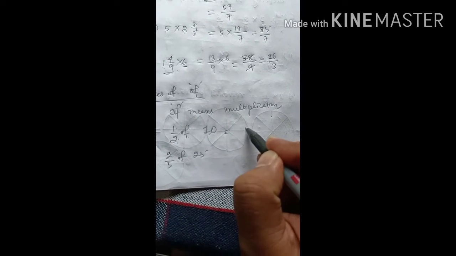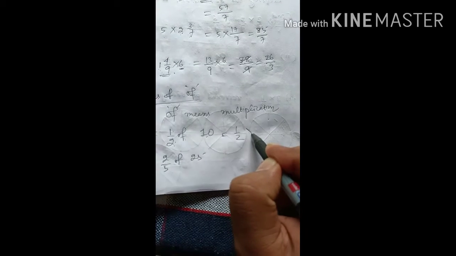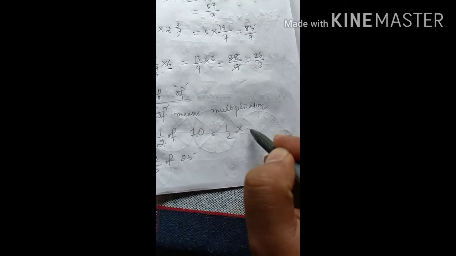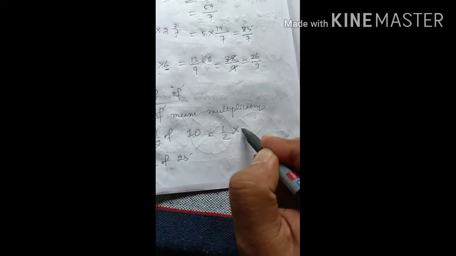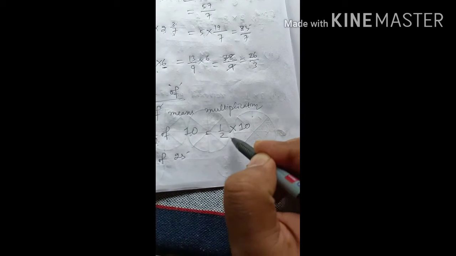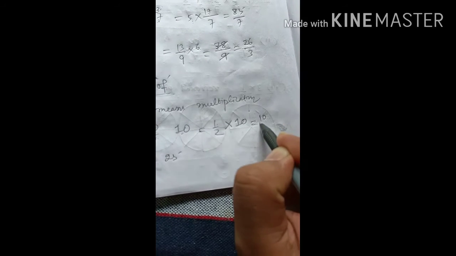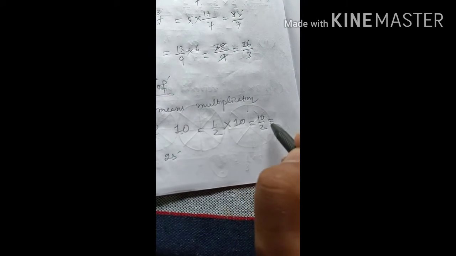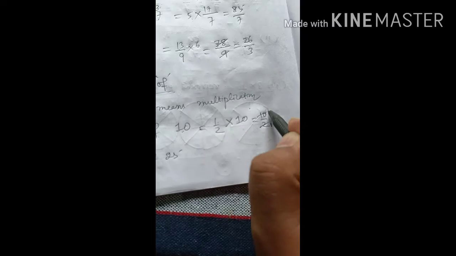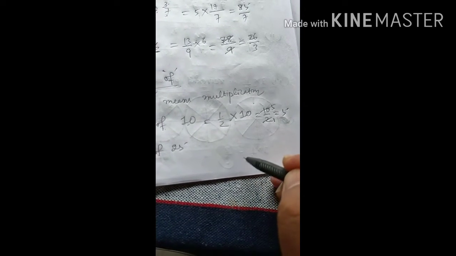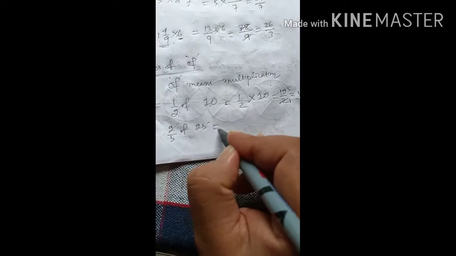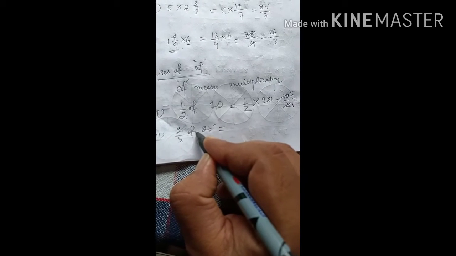It means 1/2, and in place of "of" we can write the multiplication symbol, and here it is 10. So here we can write 10 ones are 10 by 2. If we reduce the fraction, then 2 ones are 2, 2 fives are 10, we will get 5. Here it is written 2 by 5 of 25.